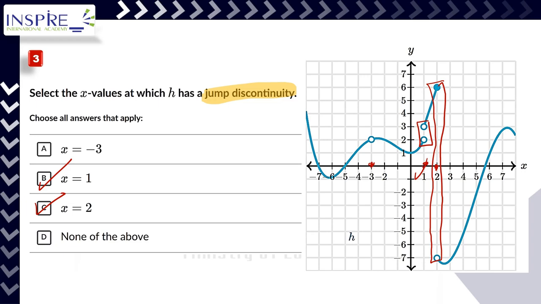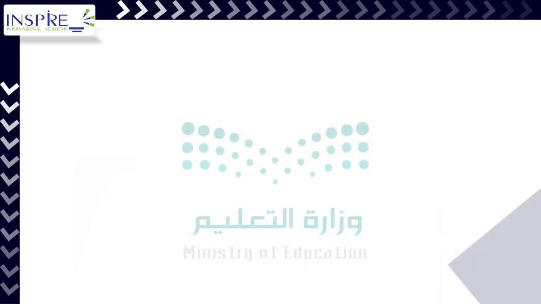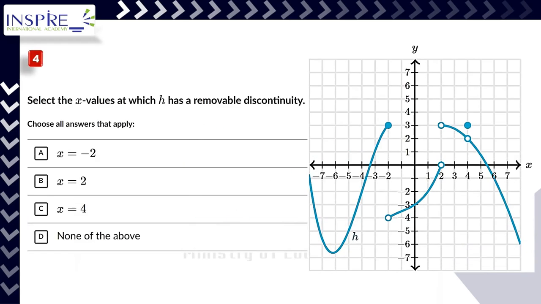Next. Select the x values at which h has a removable discontinuity. Okay, we need a removable one here. So at x equal to -2, this is jump. At x equal to 2, this is jump. But at x equal to 4, this is removable discontinuity. So we'll choose 4.